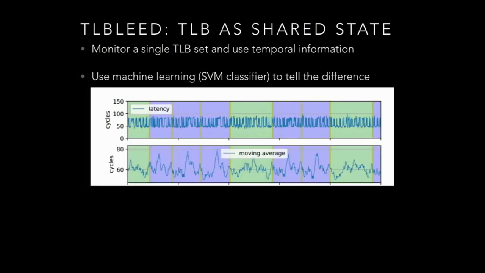But there is this sort of signal that changes in time that can tell us a lot more information. So if you look at the moving average of this latency, then we can start to see these differences. We see that the blue, which is a 0 key bit, has this very regular spiky pattern, and the green looks a little bit messier, but it's noticeably different from blue, right?